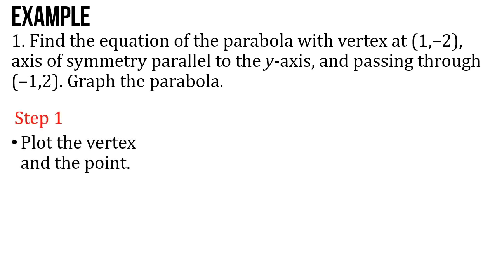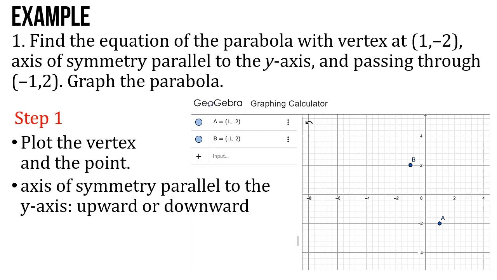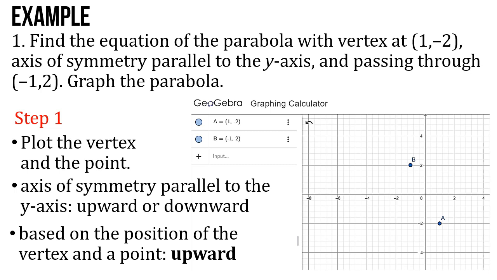So step 1, plot the vertex and the point. You may use the GeoGebra graphing calculator to plot the points. You may also use Mathway, Symbolab, and any other mathematics software. You can also download graphing calculators on your mobile phones. Next, since the axis of symmetry is parallel to the y-axis, the parabola opens either upward or downward. Based on the position of the vertex and the point, the parabola opens upward.